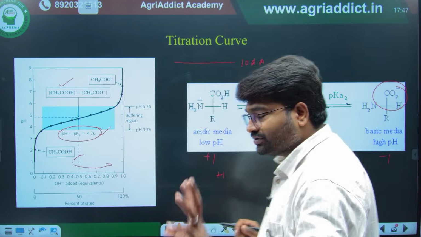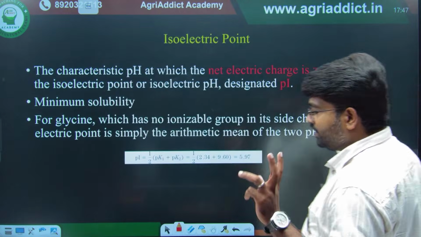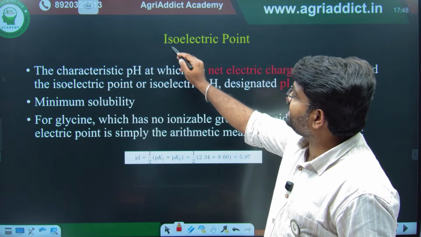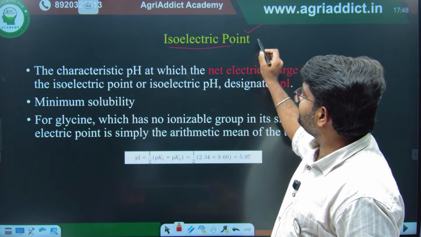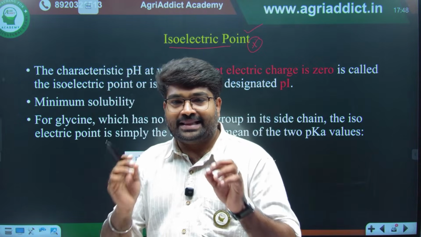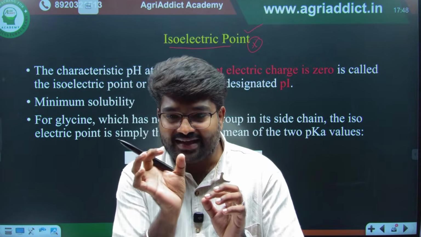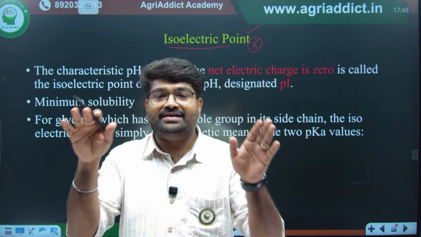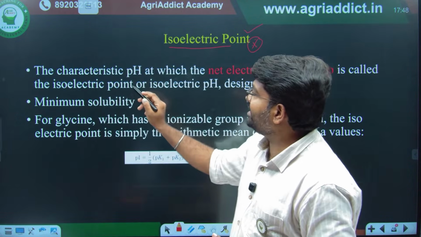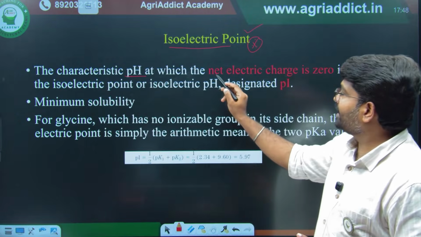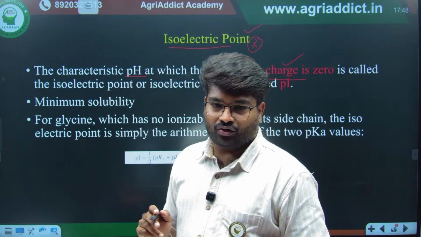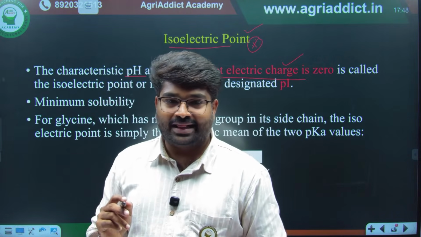Now simple thing, what question will they ask? I will say it here itself. First, what is meant by isoelectric point? This is a very important definition. Isoelectric point means the pH at which the charge of the protein becomes neutral. So isoelectric point means the pH at which the net electric charge of the protein is 0. This is a very important definition.